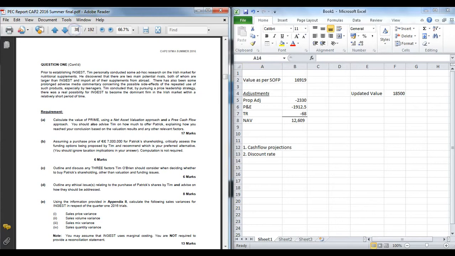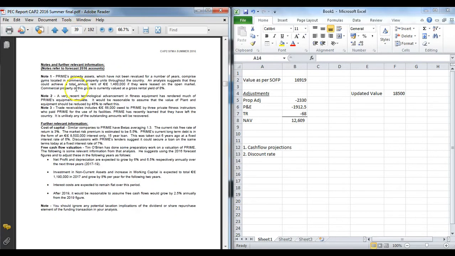If we go back to the information that we're given in Appendix 1, we're told about our cost of capital. So we're told about different information, which we'll come back to at the end. And we're also told different assumptions about the free cash flow valuation. So you're told Tim has done some prep work on the valuation of Prime and some of the relevant information below. He suggested using the 2016 figures and adjust for the following years as follows.